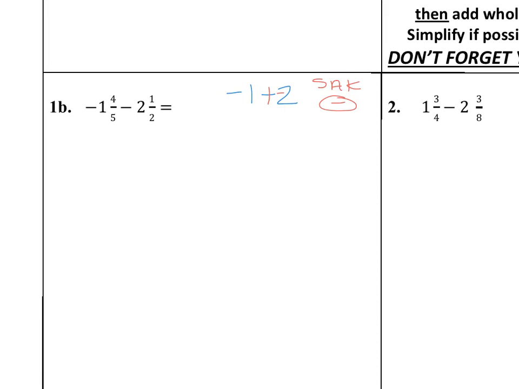So knowing that it's going to be negative, all I really need to worry about is adding these two things together. So we're going to set it up a little bit differently. Since we're adding, order doesn't matter. So I'm going to do 1 and 4/5, and I'm going to set it on top, or vertically, just like you used to do addition problems. 2 and 1/2. Now I still have to get common denominators because my denominators still need to be the same.